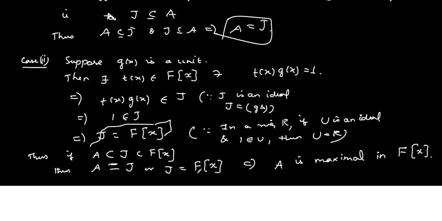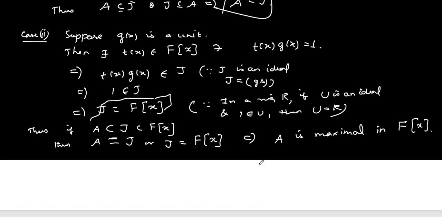So you have this in turn implying, by the definition of a maximal ideal, that A is maximal. So with this lemma, the section gets over.